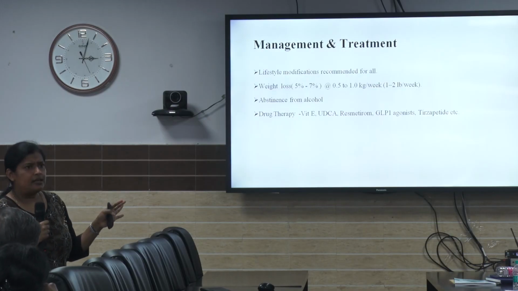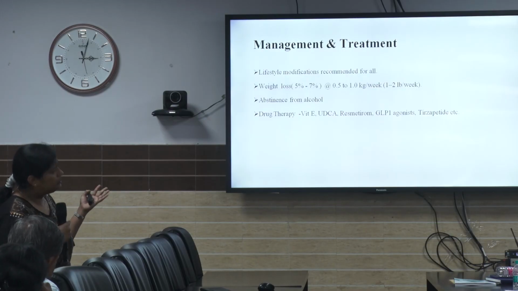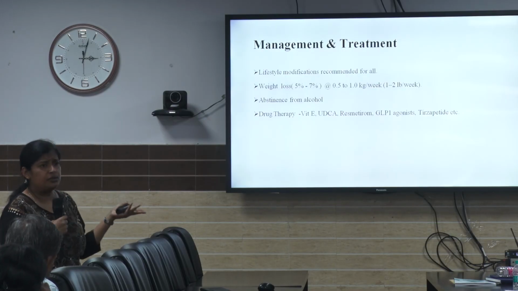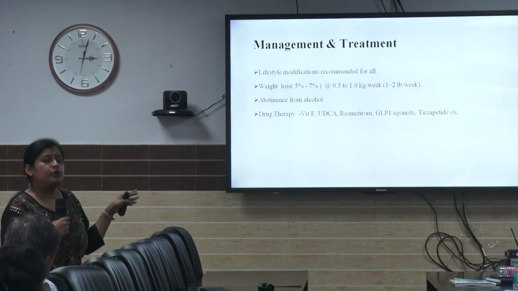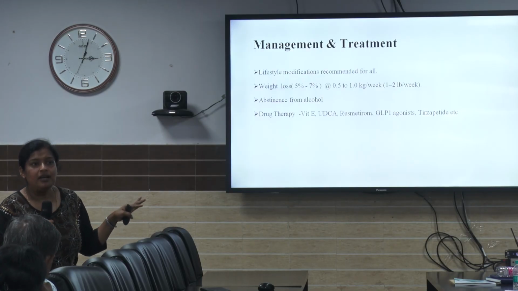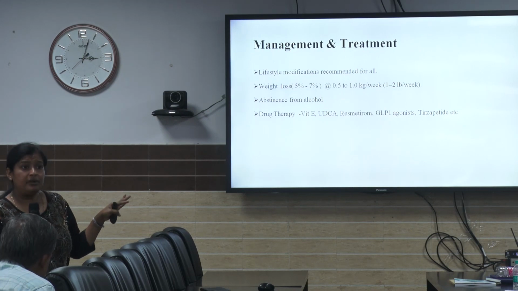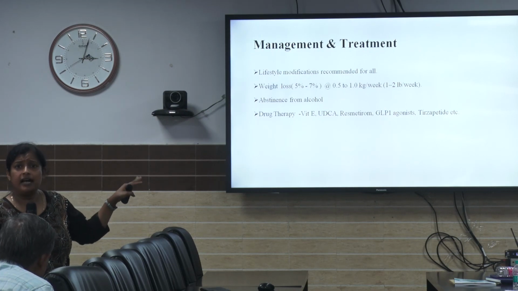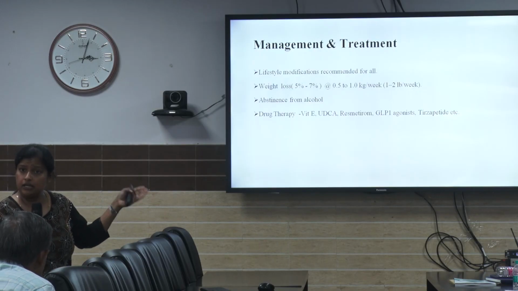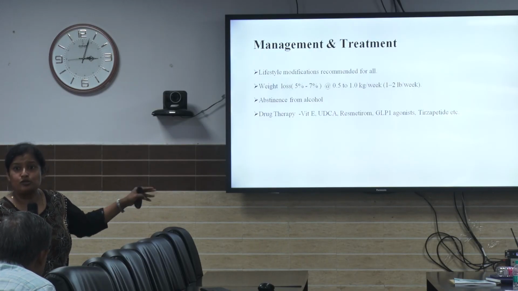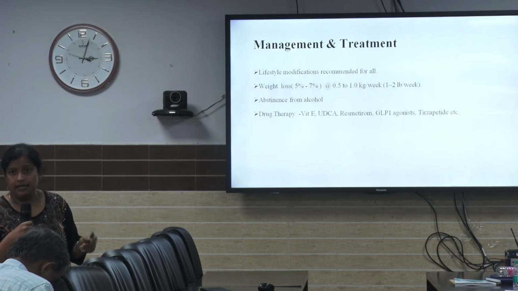Then there are drug therapies. Vitamin A, UDCA, which is ursodeoxycholic acid. Resmetirom is one of the newer drugs that has come up now. It is costly. And GLP-1 agonists and diabetic drugs, these cause weight loss, and they are also helpful in diabetes and weight loss, also in metabolic diseases. So this is being used by us.